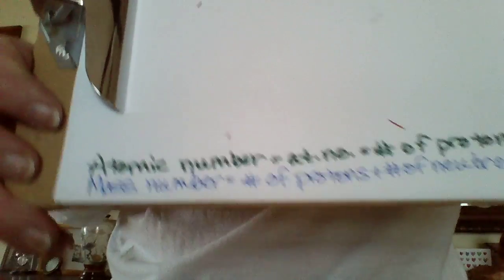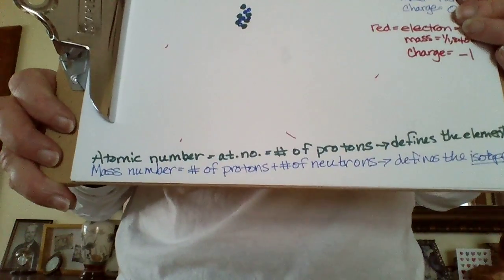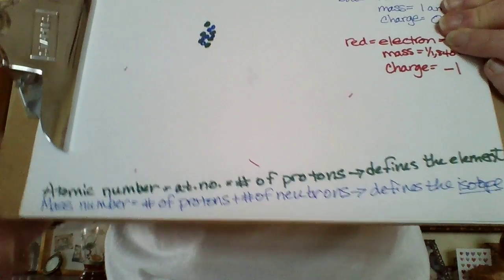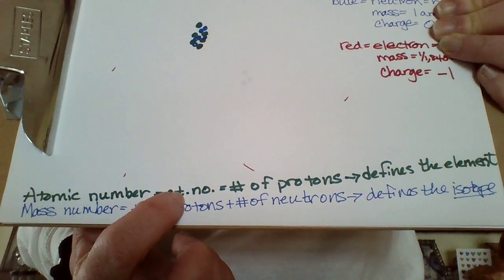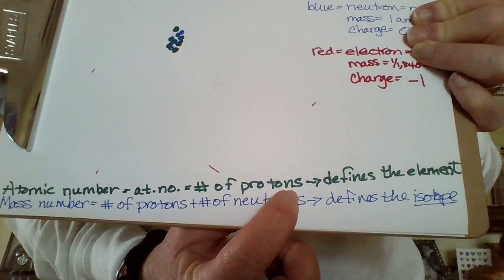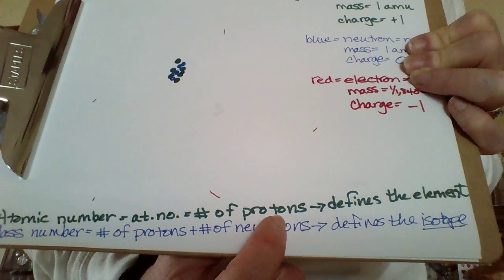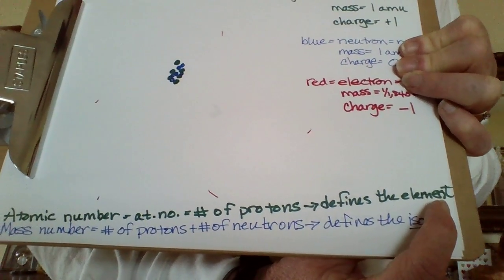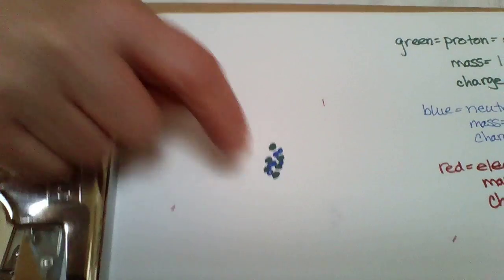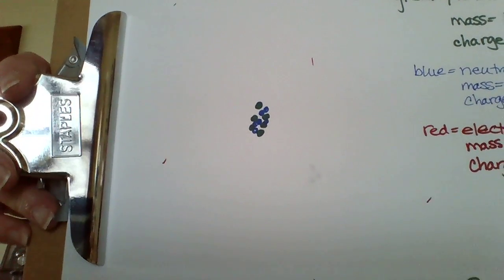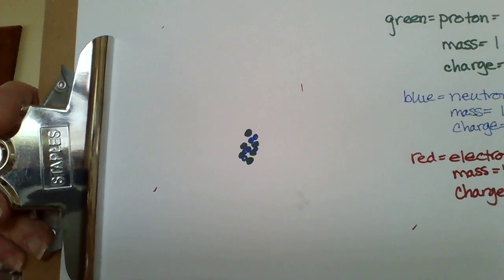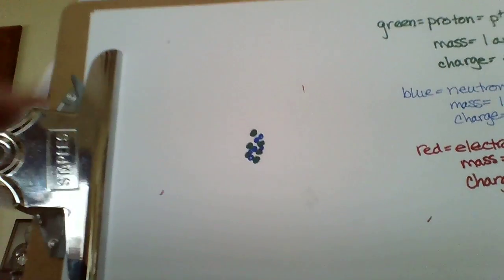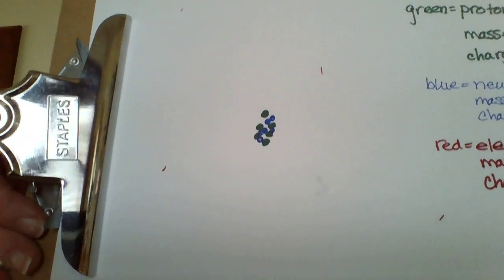Okay, now we have a little more bit of math to talk about, or vocabulary to talk about. We have atomic number. We abbreviate that AT period, NO period. That is the number of protons in the atom, and that's how we define the element. So I told you earlier that this was a carbon atom. We know that because it's got 1, 2, 3, 4, 5, 6 protons. The atomic number of carbon is 6. An atom with 6 protons and, of course, 6 electrons to balance out the charges is a carbon atom.